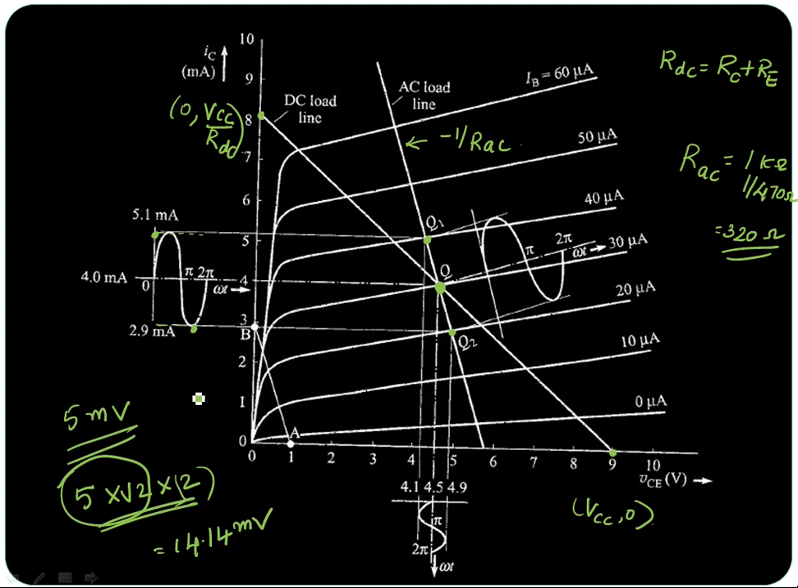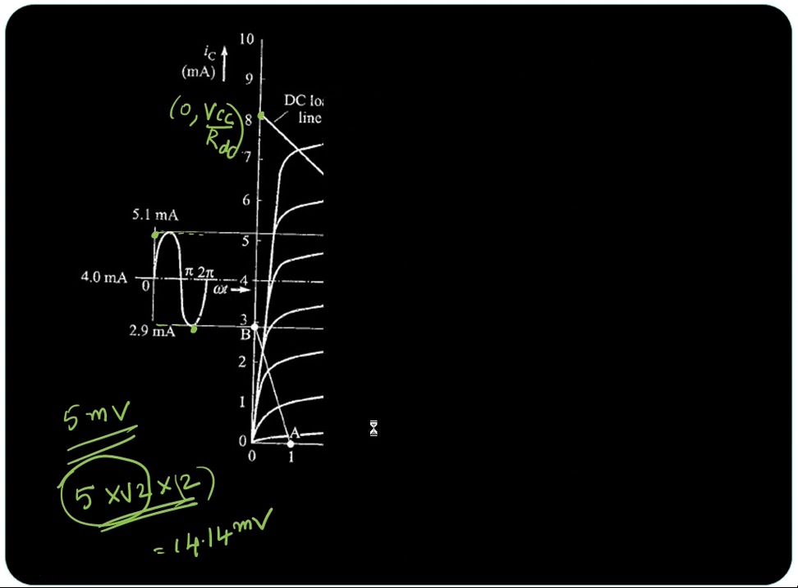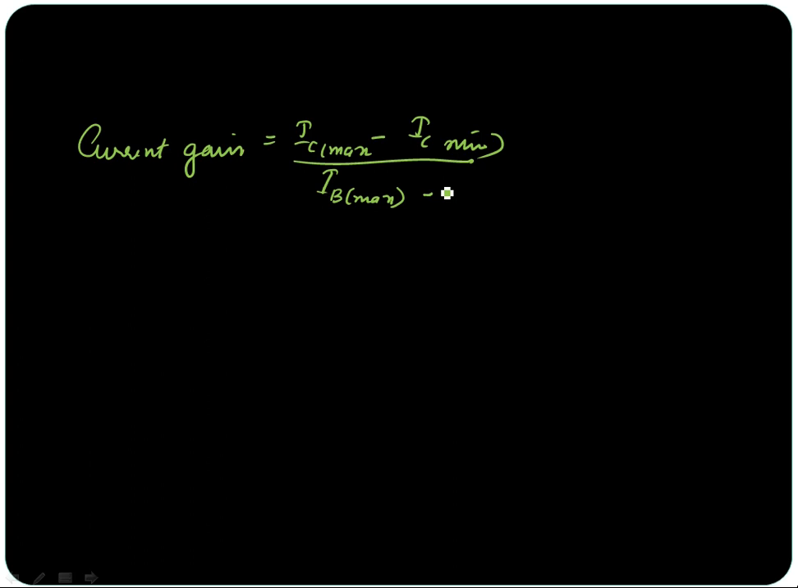Now what about the variation of VCE? You can see that it is from 4.1 volt to 4.9 volt. Now you can find out the current gain corresponding to this. What is the current gain? This will be IC max minus IC minimum divided by IB max minus IB minimum.